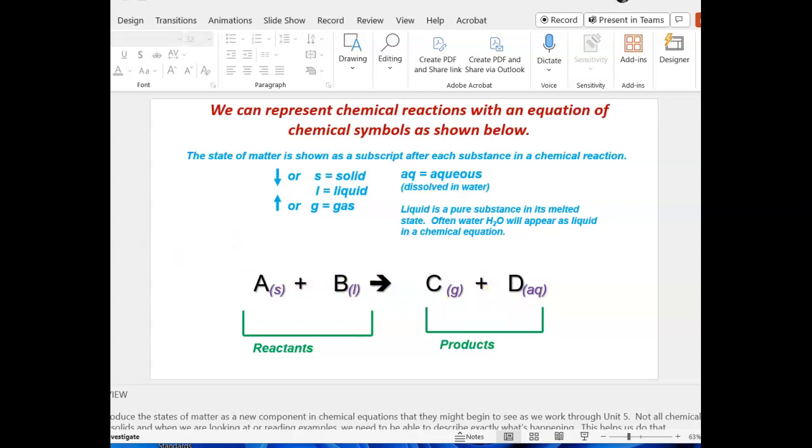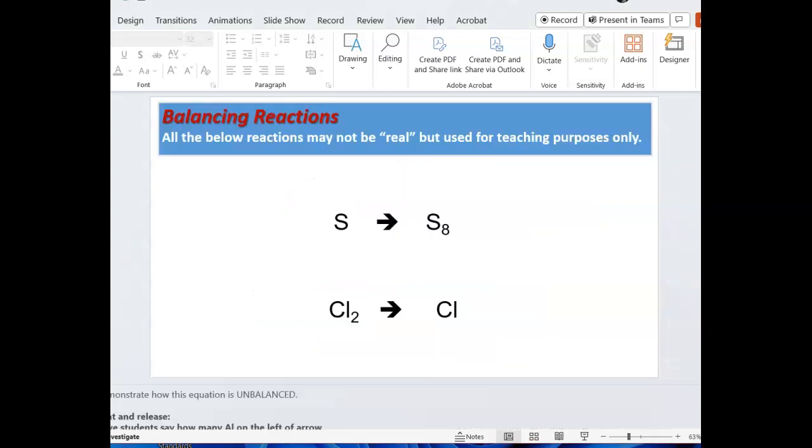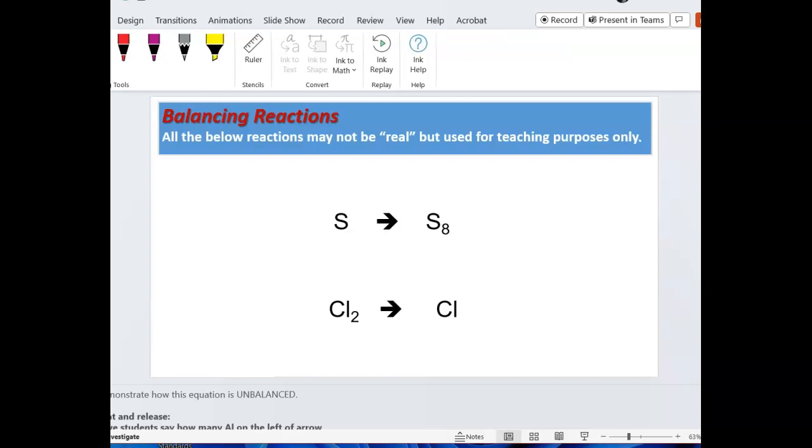All right, so I'm going to start here. These reactions here may not be real reactions, but using them just as a way to share what to do. And so when we're balancing, we have to add numbers in front, coefficients, because if we change subscripts, we change the compound. Right? So I need to balance this top one.